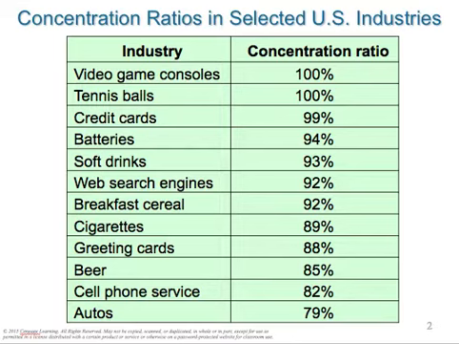Video game console manufacturing is concentrated within the top four producers. In fact, I think we could say that's probably concentrated within two producers. Tennis balls is a very concentrated industry, credit cards, and so on and so forth, all the way down to automobiles, which is 79% concentrated in the top four automakers.